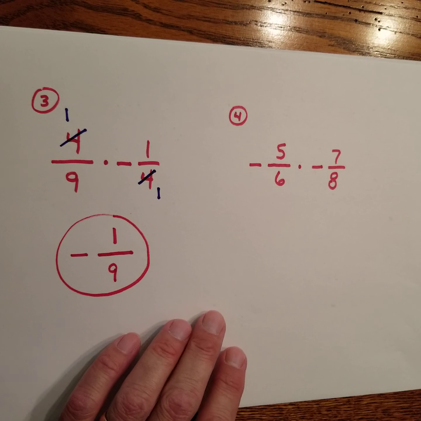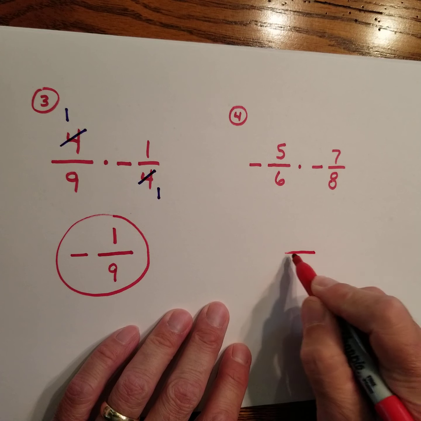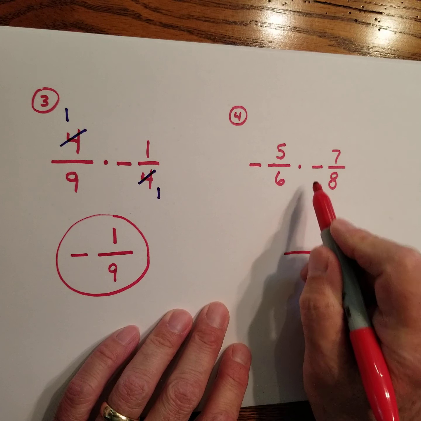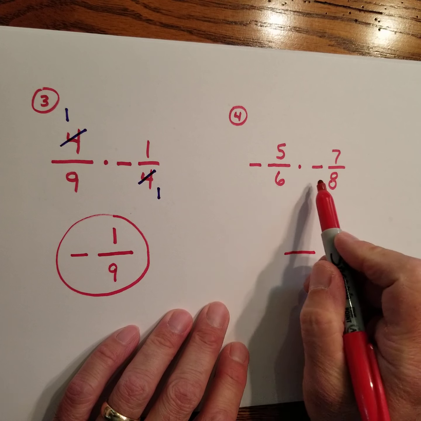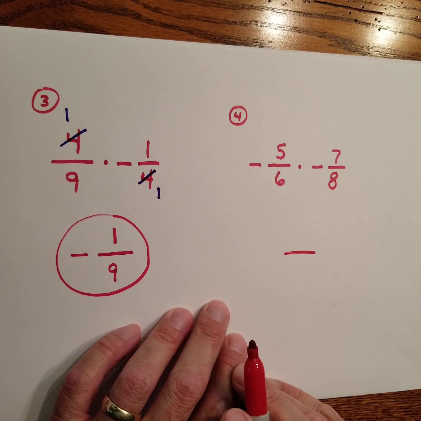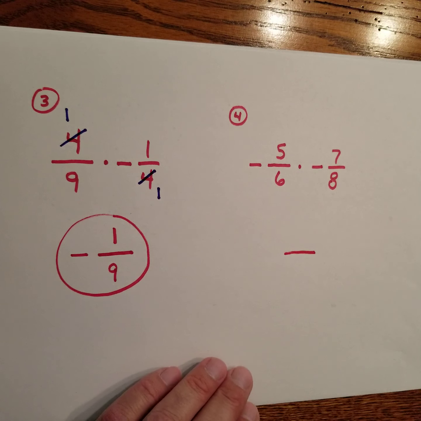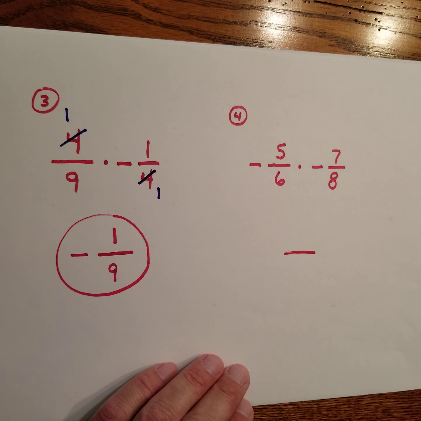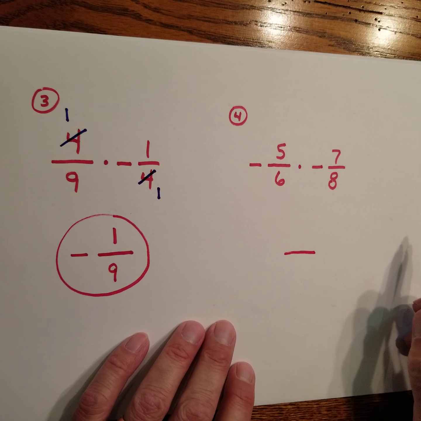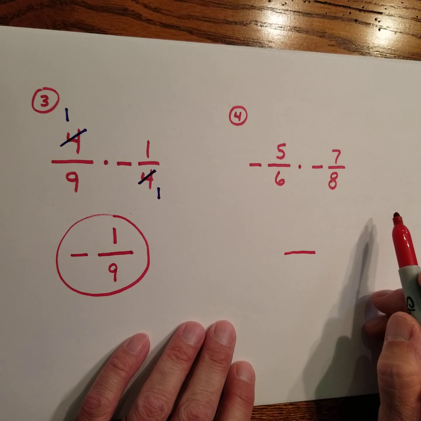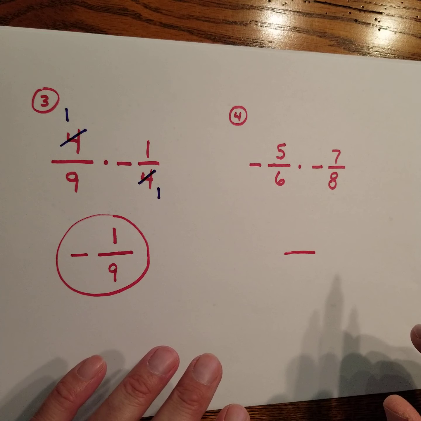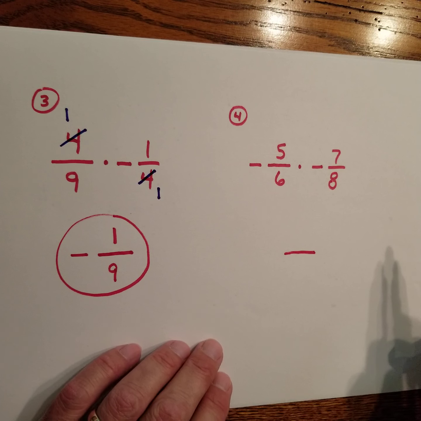Look at number 4. This time I'm multiplying with 2 negatives. When you multiply with 2 negatives, your answer is positive. I can ignore the negatives now because I know my answer is going to be positive. Now I should multiply tops, multiply bottoms, but try to reduce first. But in this problem, nothing reduces.